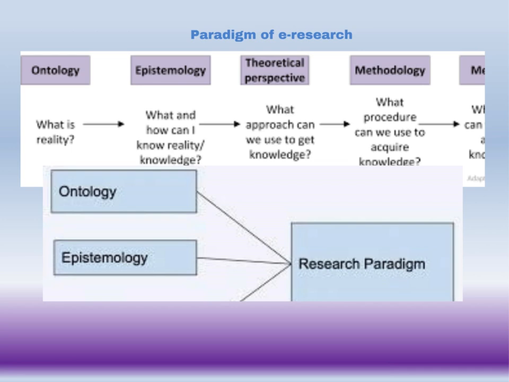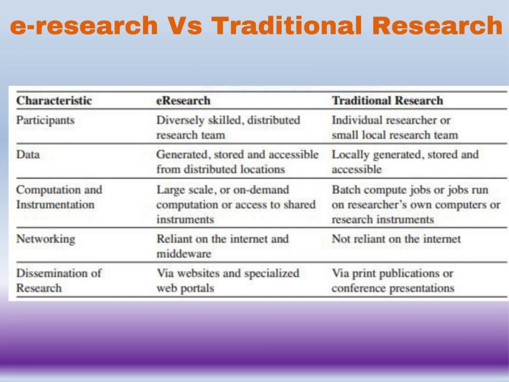It has some paradigm. It has got its own ontology. Ontology means what is the reality. It has got its own epistemology. Epistemology means what and how can I understand the reality related to knowledge. And it has got its own theoretical perspectives and methodology. By blending ontology, epistemology, and research methodology, it becomes a research paradigm.